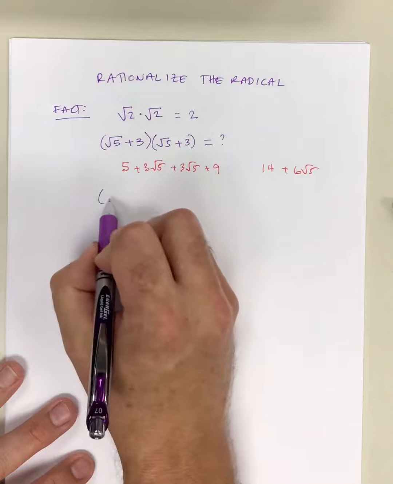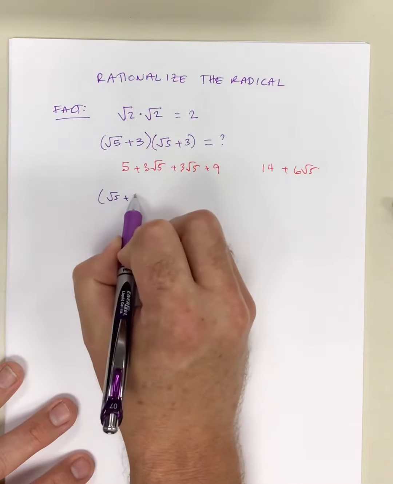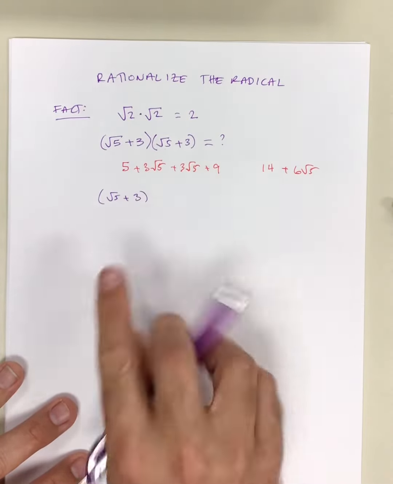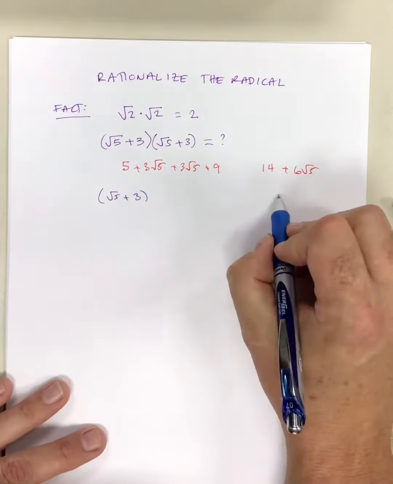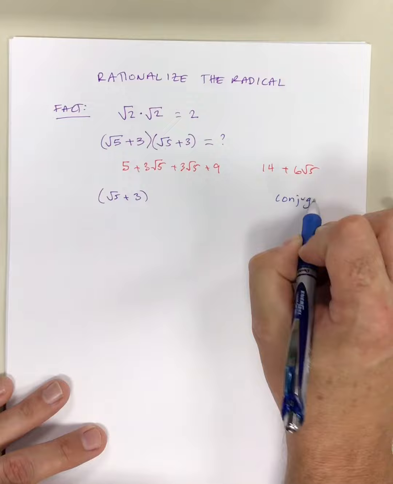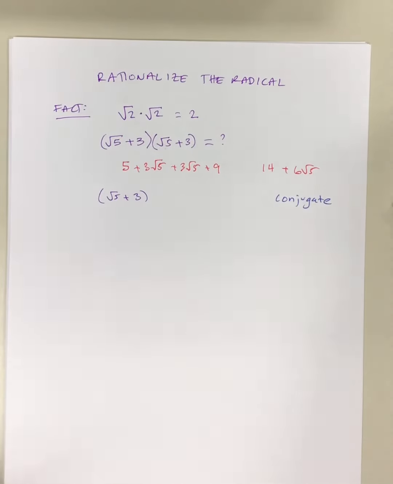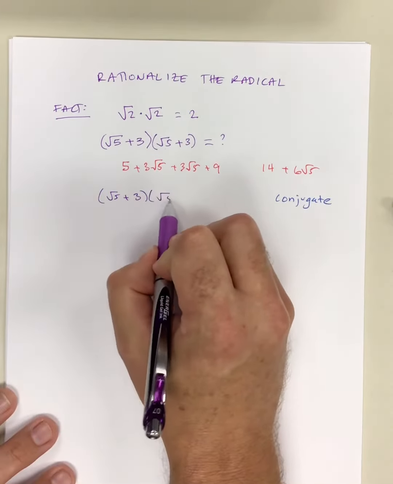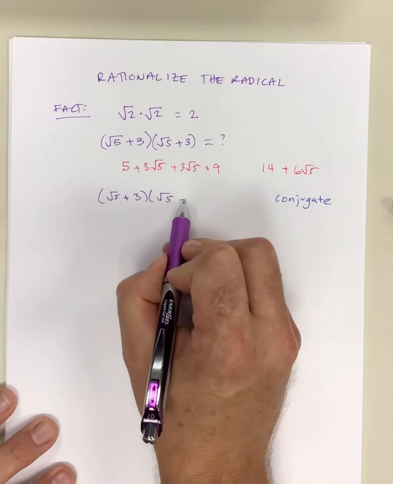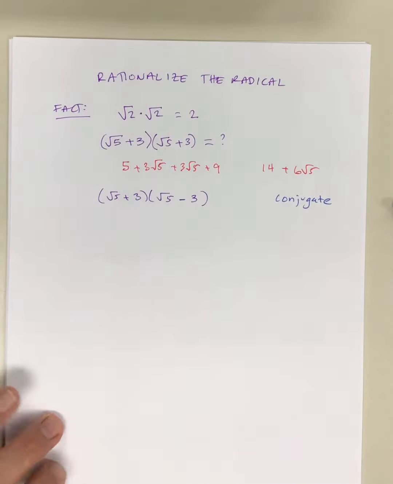So instead, we've got another strategy, which we use for binomial terms. We're going to multiply the square root of 5 plus 3 by something we refer to as its conjugate. You might remember conjugates in the context of radicals. You also saw conjugates in the context of imaginary numbers. And the radical conjugate is essentially the same expression where the terms are subtracted rather than added.